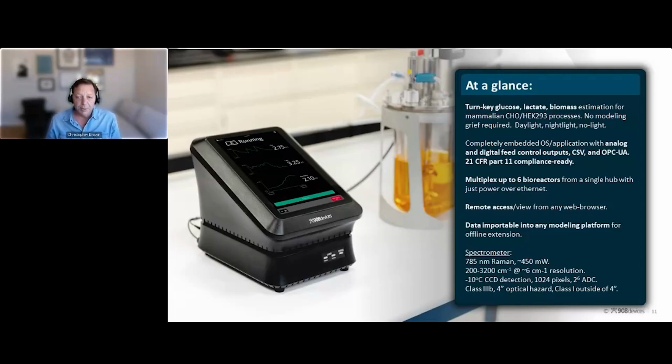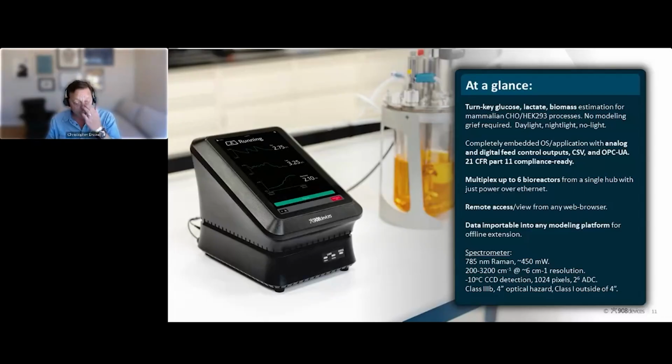All the compute is completely embedded, so it really is an embedded application, all self-contained and self-controlling. It does have both analog and digital feed control outputs. So on the back of the device, you can use current or voltage to directly control a feed pump, for example, or signal another device.